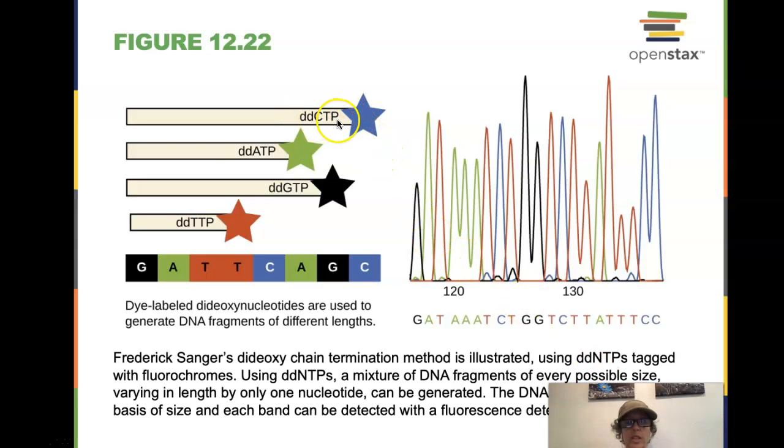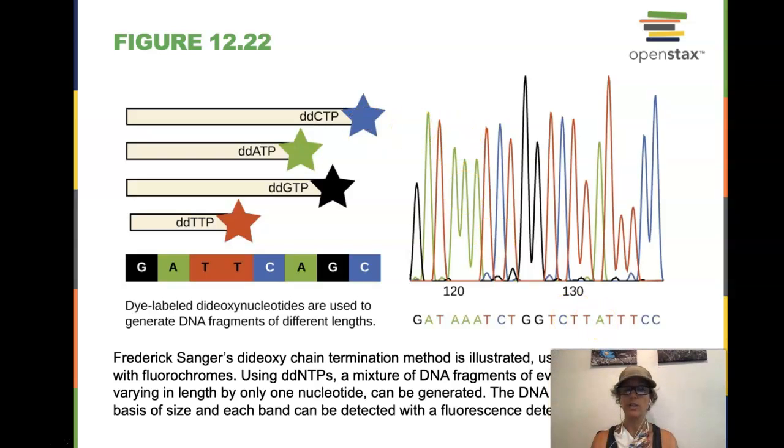This ddCTP, ddATP, etc. stands for dideoxycytosine triphosphate, dideoxyadenine triphosphate, dideoxyguanosine triphosphate, and dideoxythymine triphosphate. So CTP, ATP, GTP, and TTP are the normal nucleotides, but dideoxy means we have those nucleotides that have both of their oxygens removed.